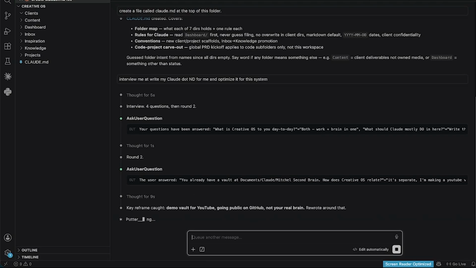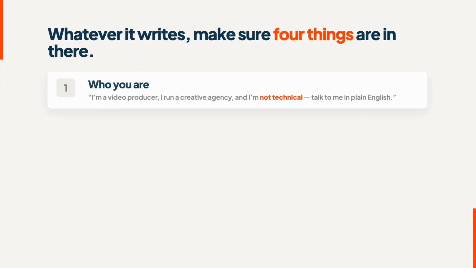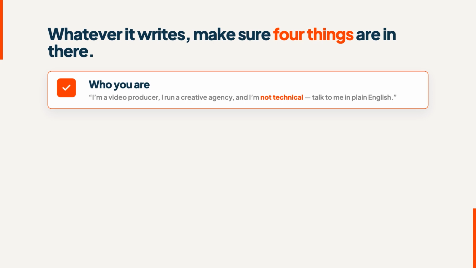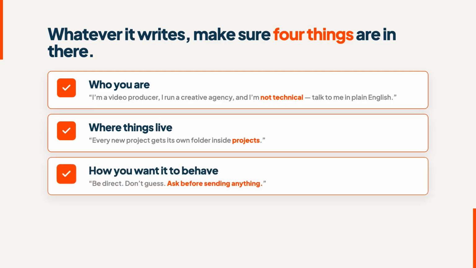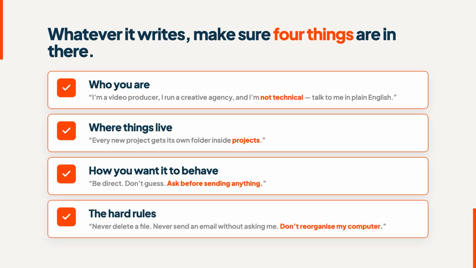Whatever it writes, make sure 4 things are in there. 1, who you are. I'm a video producer, I own and run a creative agency, and I'm not technical, so talk to me in plain English. 2, where things live. Every new project that I create that's different from the Creative OS gets its own folder within projects. Stuff like that. 3, how you want it to behave. Be direct, don't guess, ask before sending anything. 4, the hard rules. Mine says, never delete a file, never send an email without asking me, and don't reorganize my computer.